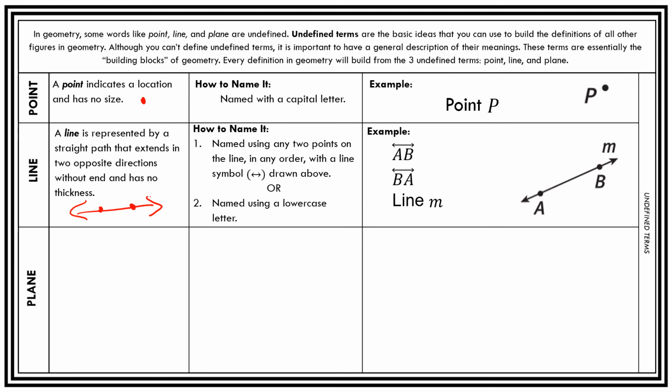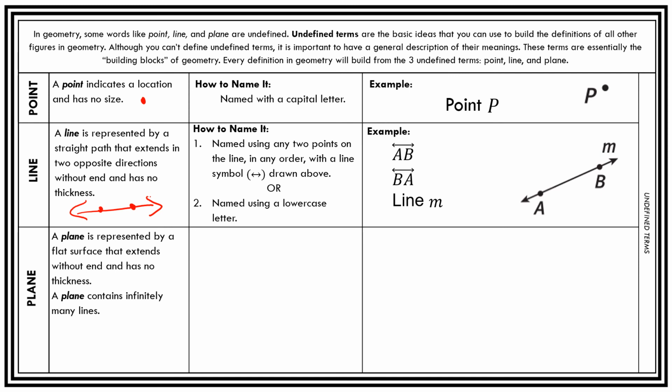All right, a plane is a little bit different, okay? A plane is represented by a flat surface that extends without end and has no thickness. So what I want you to do is imagine a piece of paper that you can put in front of you, okay? It's like a square, right? It's 2-dimensional, but instead of the paper ending at the boundaries of the paper, it goes on forever, in every different direction. We also want to say that a plane contains infinitely many lines.